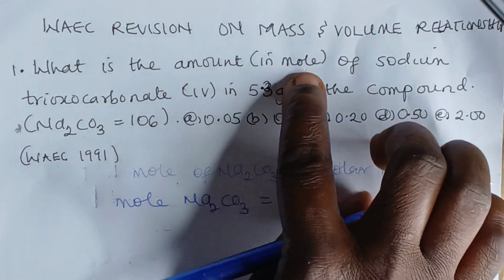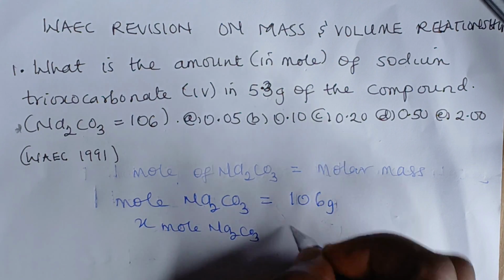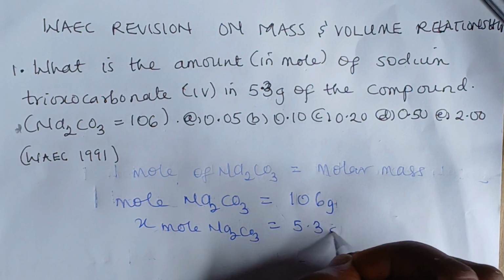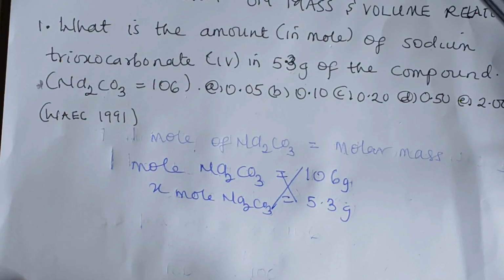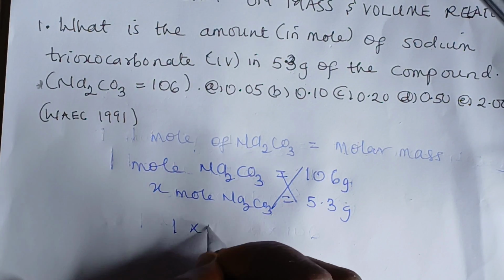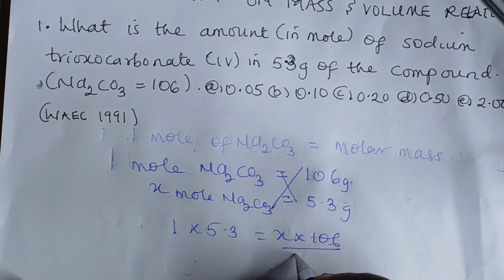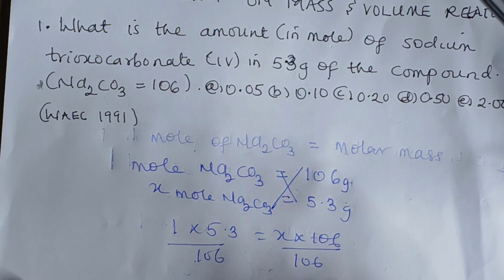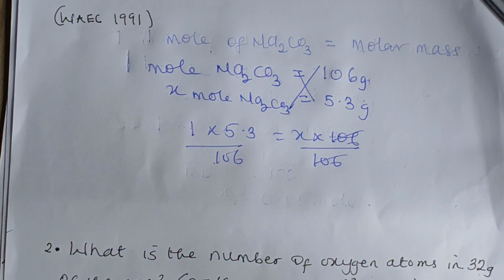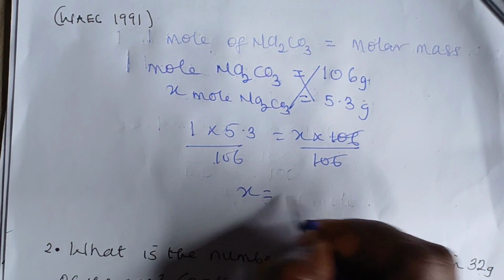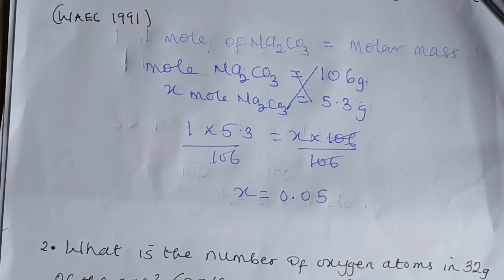Now, what will be the amount in mole? That is X mole of sodium trioxocarbonate in 5.3 gram. That is, if you have 5.3 gram, what will be the amount in mole? Cross multiplying, we have 1 multiplied by 5.3 equals X multiplied by 106. Dividing both sides by 106, we end up having 0.05 as our answer, because it is 1 multiplied by 5.3 over 106.